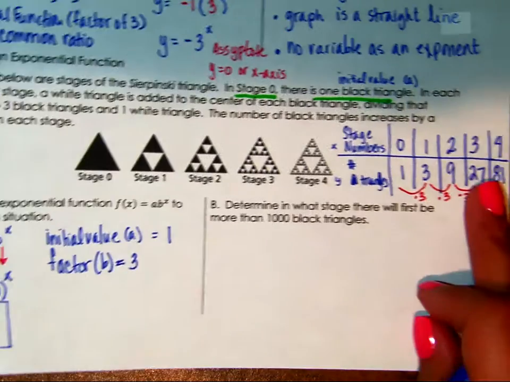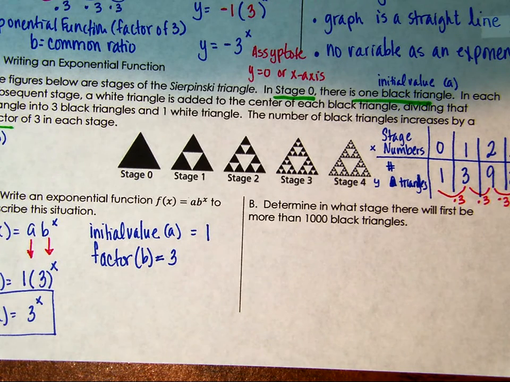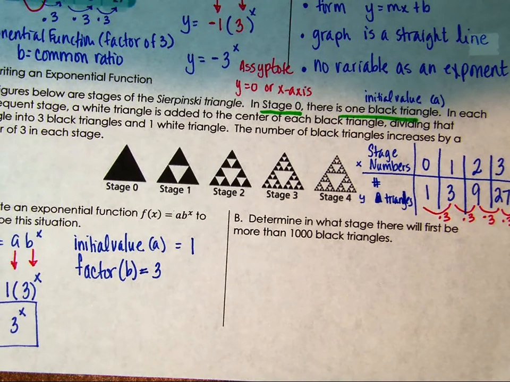Our next piece is asking us to determine in what stage there will be more than 1,000 black triangles. Well, we can start looking at numbers to make a prediction of what the next stages could be. For example, stage 5, what could stage 6 look like? So again, you can select techniques such as estimation and mental math to solve this problem. In stage 2, you notice there were only 9 black triangles. Round 9 to 10, and then multiply by the factor of 3 to estimate the number of black triangles in later stages.